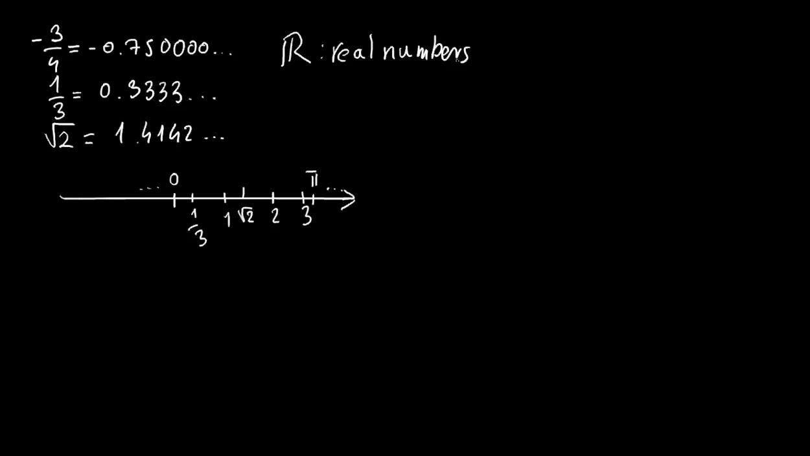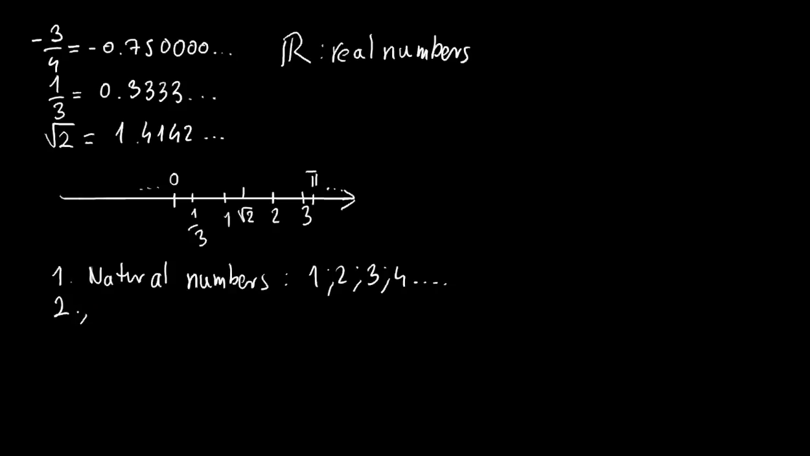Okay, we distinguish three special subsets of real numbers. The natural numbers first. So, natural numbers, namely 1, 2, 3, 4, and so on and so on. So you can count your sheep with these numbers.